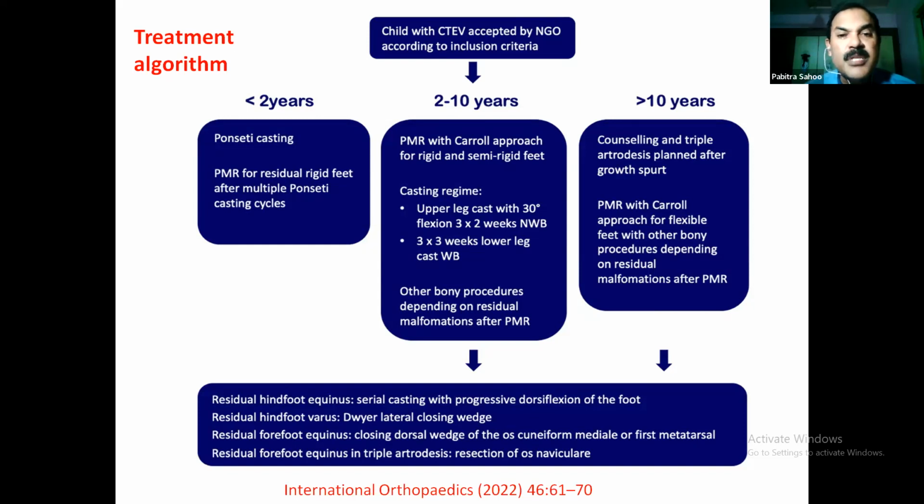If the child presents in a very late age group, within 2 to 10 years, then we have to go for surgical procedures like posterior release. But again, go for plaster cast first, then go for surgical release. And it depends upon, and this is a regimen they have given, the duration of the non-weight bearing cast. So an upper leg cast with 30 degrees of flexion at the knee joint. So it should be non-weight bearing, then weight bearing.